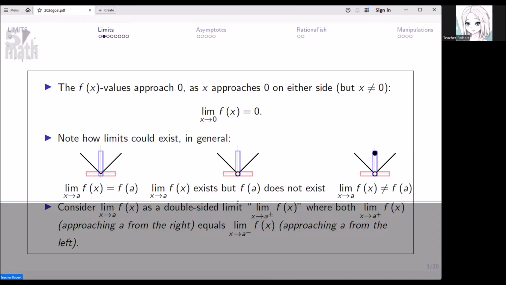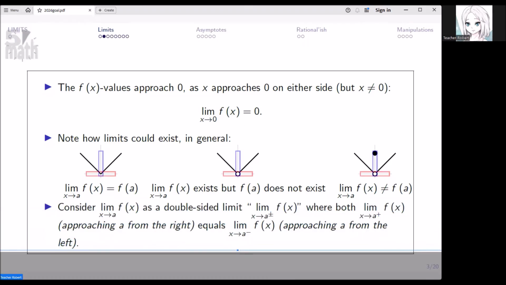Note how limits could exist in general. Limit as x approaches a of f of x equals f of a. Limit as x approaches a of f of x exists, but f of a does not exist. Limit as x approaches a of f of x does not equal f of a. Consider limit as x approaches a of f of x as a double-sided limit here, where both the limit as x approaches a from the positive, approaching a from the right, equals the limit as x approaches a from the minus, approaching a from the left.